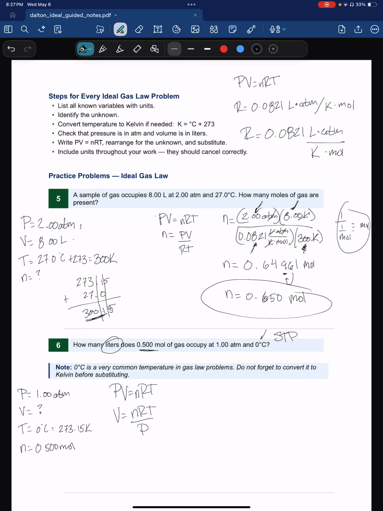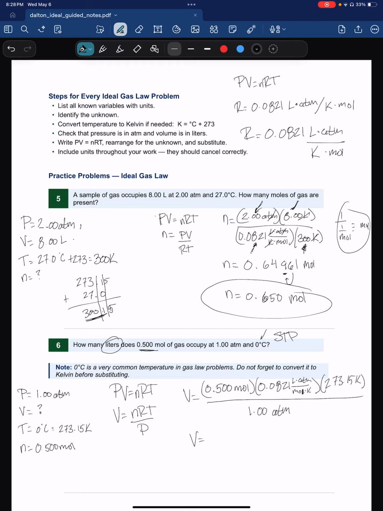And so let's go ahead and plug everything in. Volume is equal to the number of moles, 0.500 moles, times our gas constant, 0.0821 liters times atmospheres per mole Kelvin, times our temperature, which is 273.15 Kelvin, all over 1.00 atmospheres. Great.